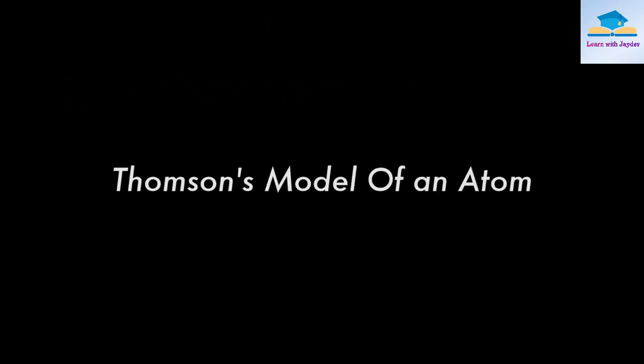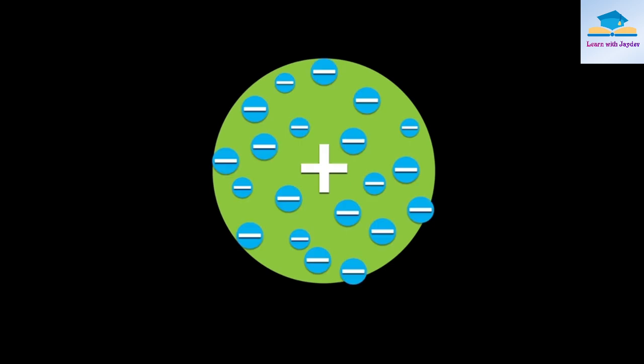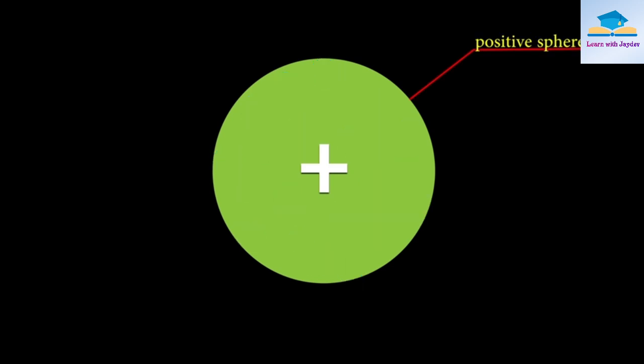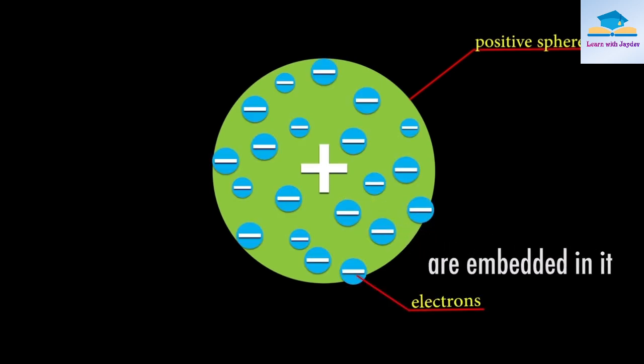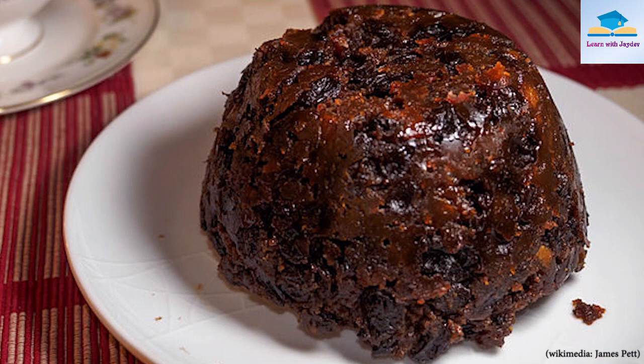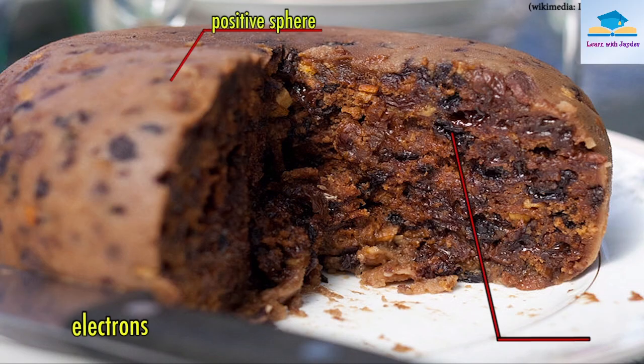Thomson's model of an atom. J.J. Thomson proposed that an atom consists of a positively charged sphere, and the negatively charged particles, that is, electrons, are embedded in it. It is similar to that of a Christmas pudding. The electrons in a sphere of positive charge were like currants, dry fruits, in a spherical Christmas pudding.